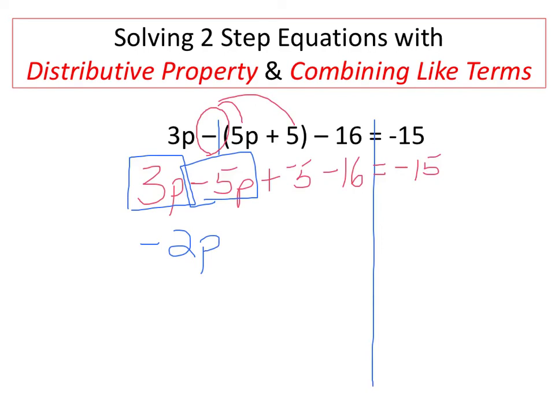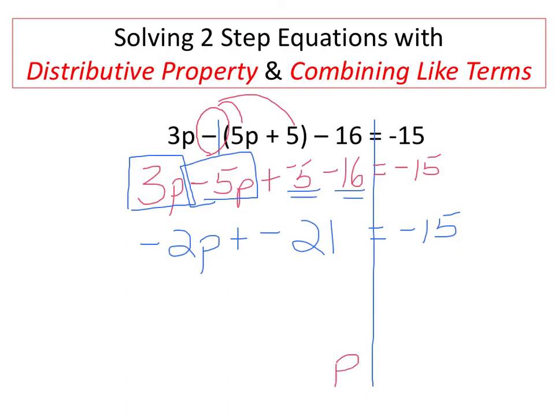2p. We also have 2 constant terms, negative 5 and negative 16. When we combine those, we get negative 21. And on the right, again, we copy down the negative 15. So again, the situation we have, as we've run into in the previous examples, we do the distributive property, and then we combine like terms. And now what we have is a 2-step equation.